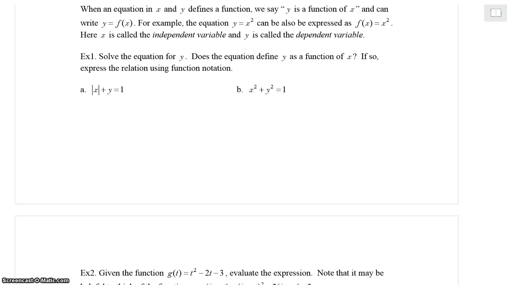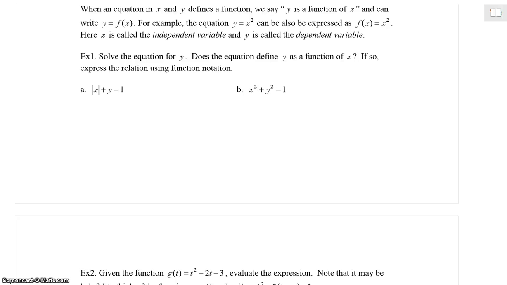We can often define functions using equations. When an equation in x and y defines a function, we say y is a function of x and can write y equals f of x. For example, the equation y equals x squared can also be expressed as f of x equals x squared. Here x is called the independent variable, y is called the dependent variable. In other words, y depends on x. Notice how the notation f of x replaces the y when we write the equation using function notation.